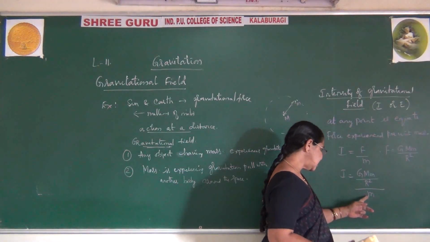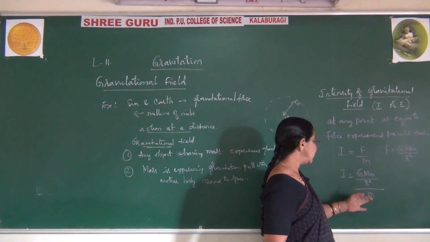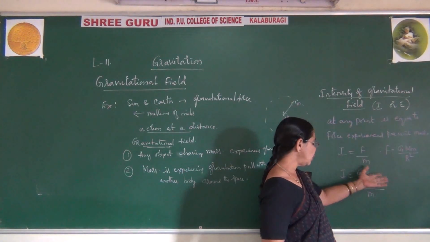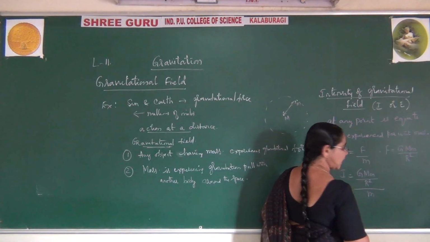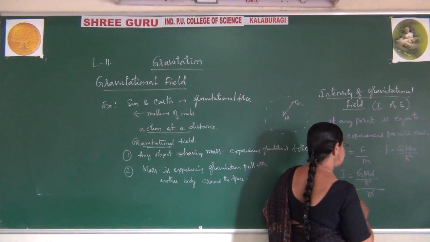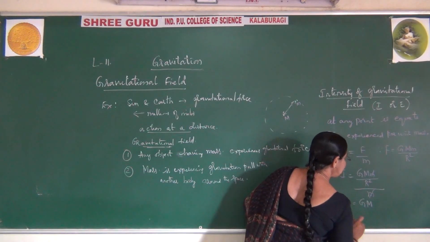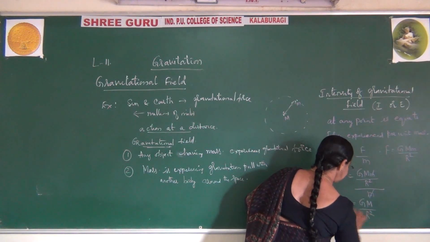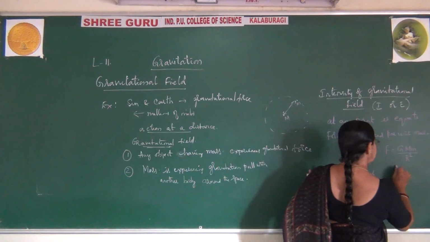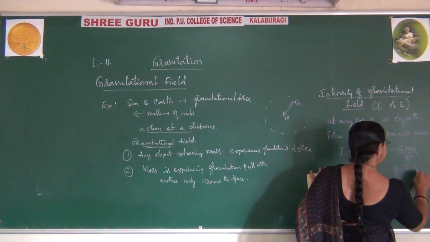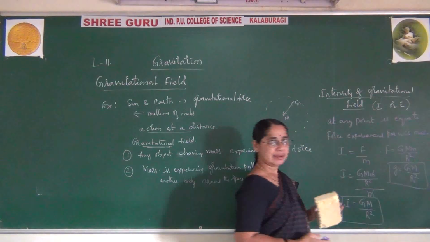When I write per unit mass, only small m I have written. It is nothing but m by 1. When you reverse it, this becomes the denominator and this becomes the numerator. This small m and this small m get cancelled. Now what is left? I is equal to capital G, capital M divided by R square. But in the previous class we know that small g is equal to GM by R square. What is this? This is called acceleration due to gravity, right?